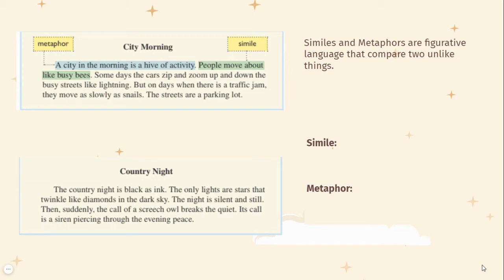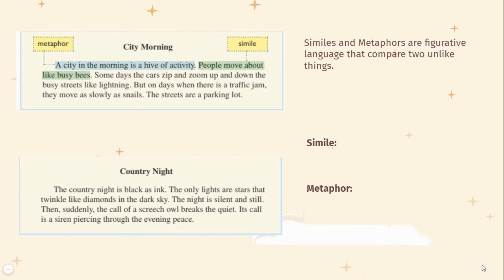Let's read "City Morning." A city in the morning is a hive of activity. People move about like busy bees. Some days the cars zip and zoom up and down the busy streets like lightning. But on days when there is a traffic jam, they move as slowly as snails. The streets are a parking lot.